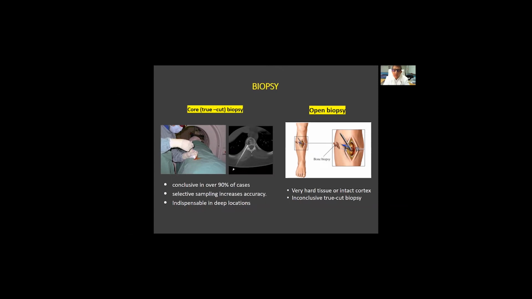Open biopsy still has a role in the histologic assessment of the tumor in situations where true cut biopsy is not possible, either because the tumor is very hard in consistency, or the patient presents at an early stage with an intraosseous tumor and an intact cortex that is difficult to breach by the true cut needle biopsy. In such situations, open biopsy can be done, provided that the surgeon follows the rules for open biopsy and avoids contamination of the nearby soft tissues and neurovascular bundles.